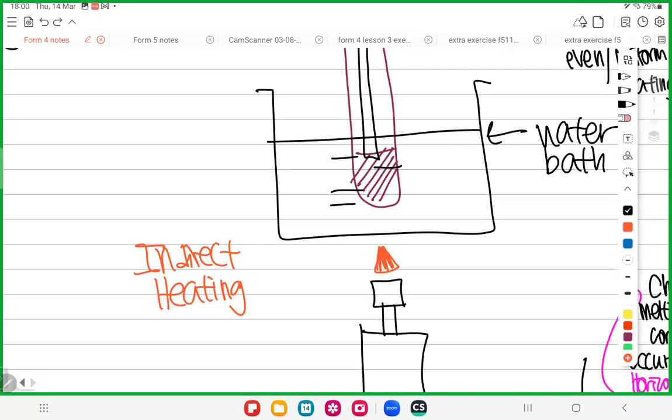When you heat the water, what happens? Now the water is hot. So now when you have hot water, the hot water then will heat the substance for you. Can you see? I don't heat the substance directly. I heat the water. Eventually, my water heats the substance. So this is called indirect heating.